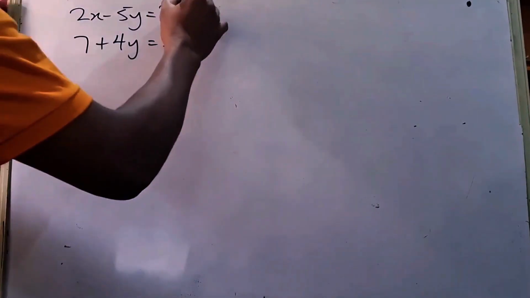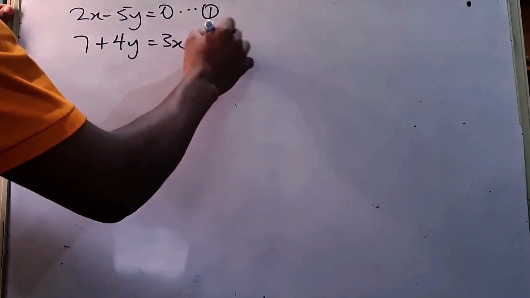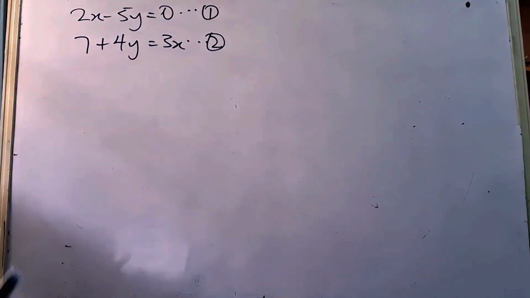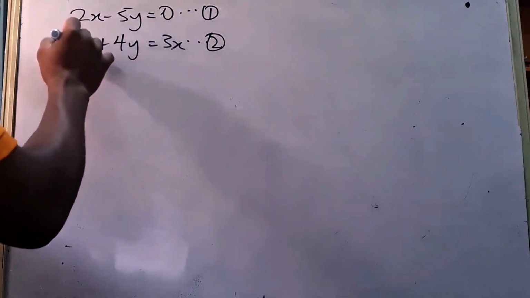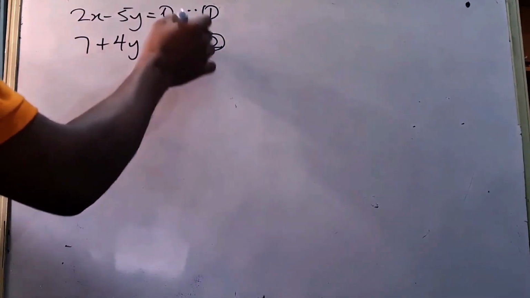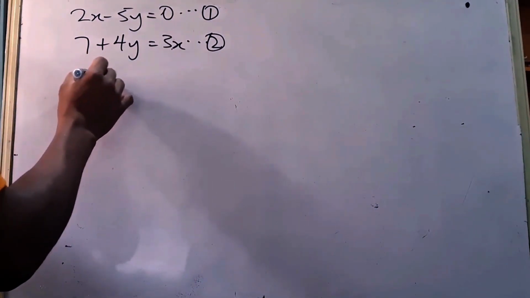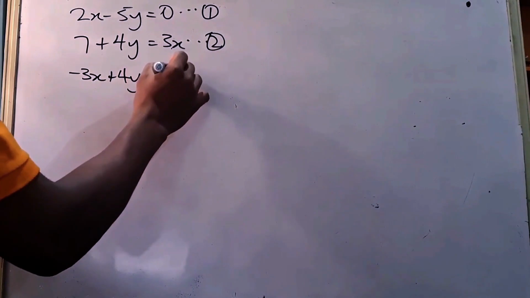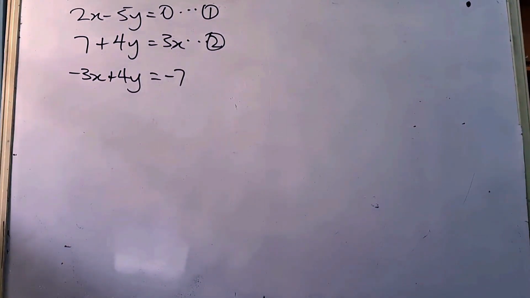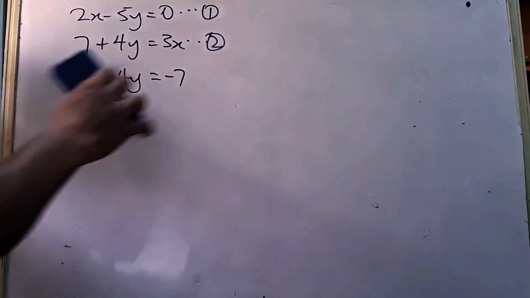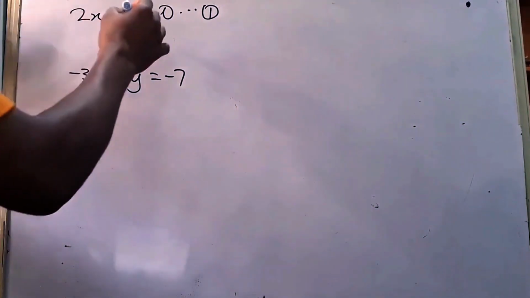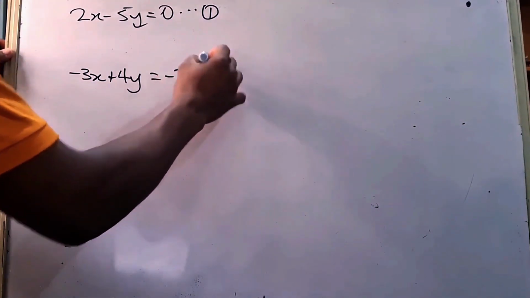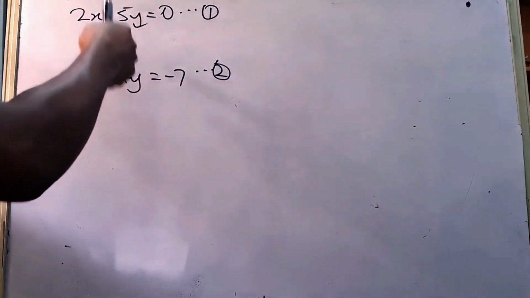Let's solve this problem. Call this equation 1, call this equation 2. So as to reduce confusion, I'll rearrange this to appear somewhat like this. I write equation 2 as: move 3x here, becomes minus 3x, move 7 there, becomes minus 7. So I have minus 3x plus 4y is equal to minus 7. We'll call this 2. In this case, I'll eliminate y instead.